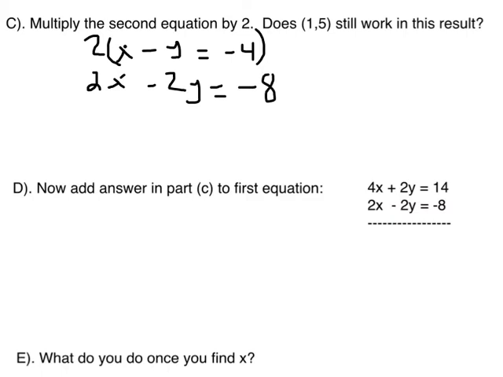Let's take this problem and go 2 times 1, plugging in 1 for x again, minus 2 times 5 for y, and see if that's still equal to, in this case, negative 8. So you get 2 minus 10.